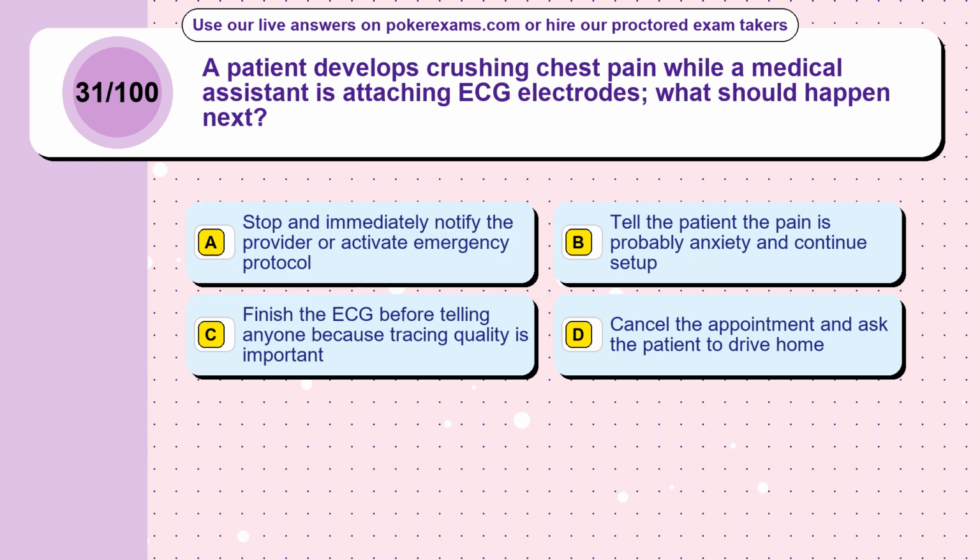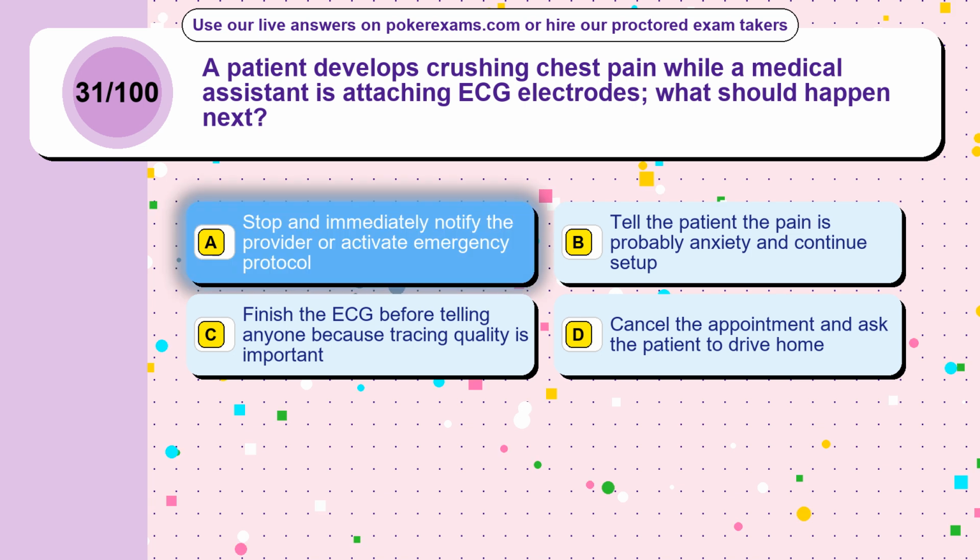Question 31. A patient develops crushing chest pain while a medical assistant is attaching ECG electrodes. What should happen next? Option A. Stop and immediately notify the provider or activate emergency protocol. Option B. Tell the patient the pain is probably anxiety and continue setup. Option C. Finish the ECG before telling anyone because tracing quality is important. Option D. Cancel the appointment and ask the patient to drive home. The correct answer is option A.